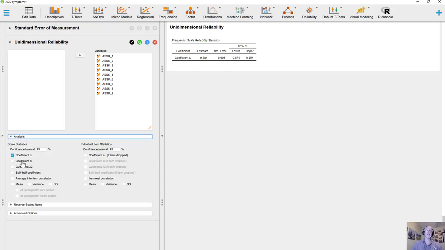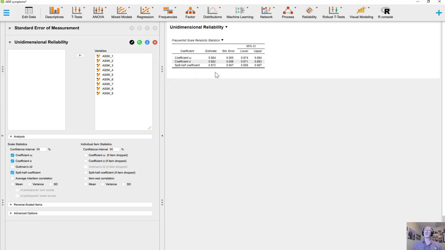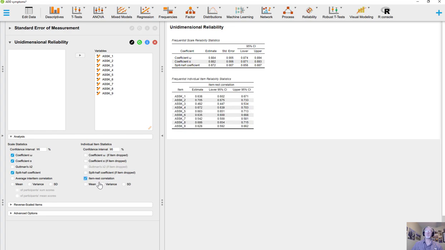Under analysis, I can compare that with coefficient alpha, which is very similar, 0.882. You can look at the split half coefficient, and that is 0.872. So all of those are in alignment, and we have good reliability. Let's see why we have good reliability.